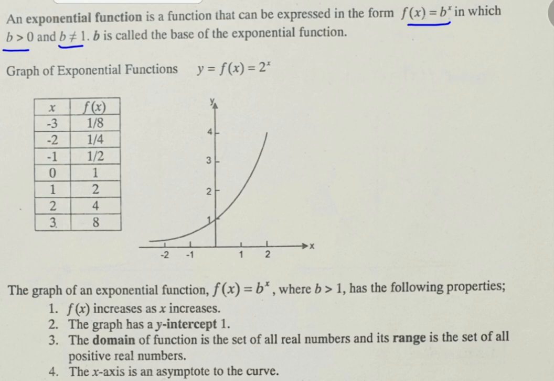So f of x is equal to 1 always. A horizontal straight line will be its graph. Not interesting, not a special function. Therefore, we don't take 1 to be in place of b. b is called the base of this function. So the base cannot be negative, the base cannot be 1. The base cannot be 0.